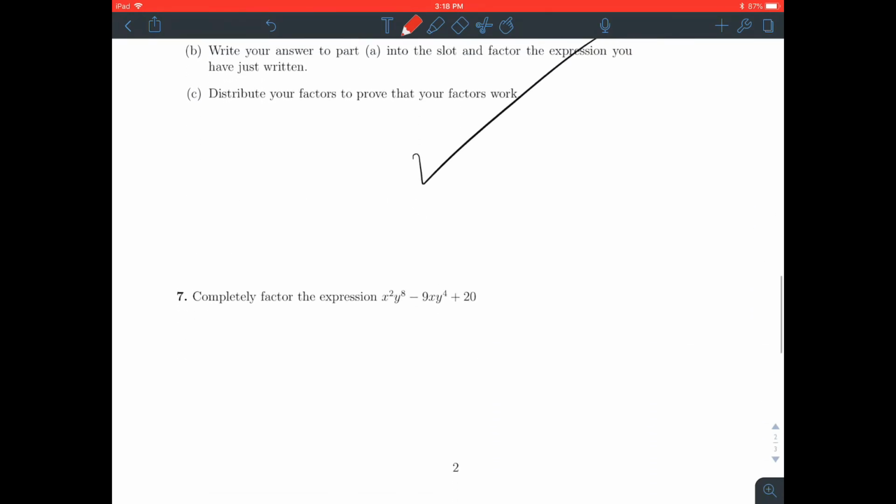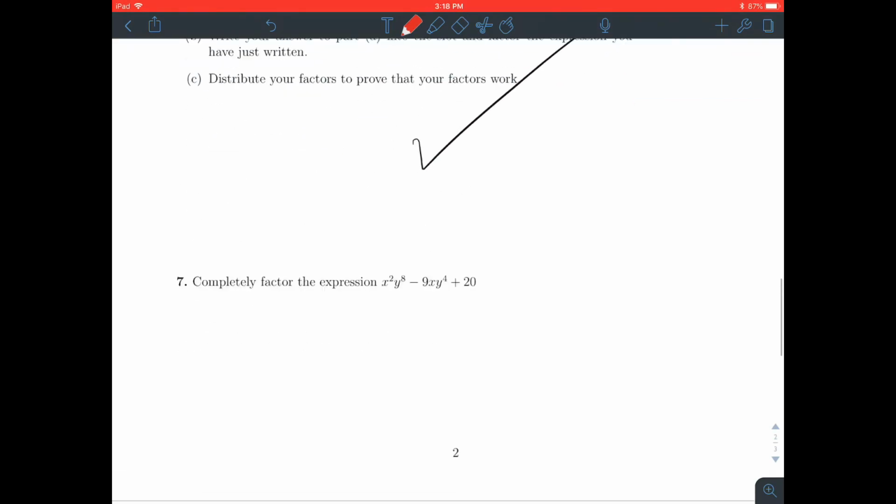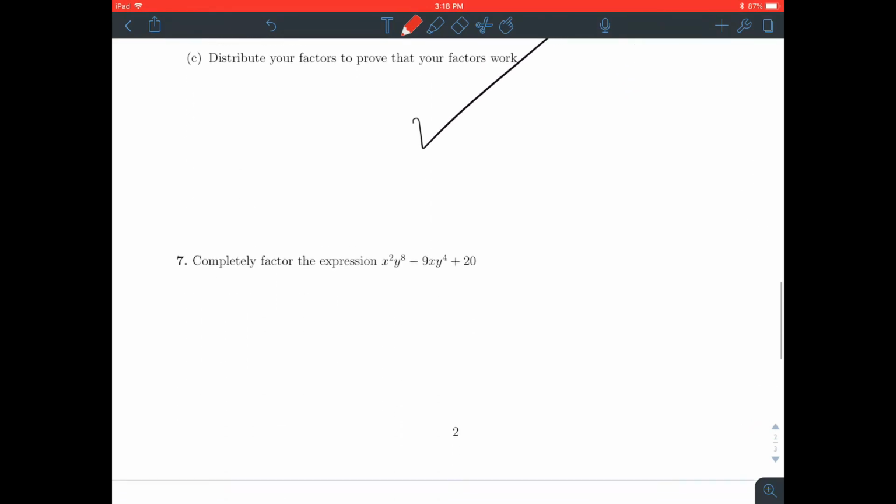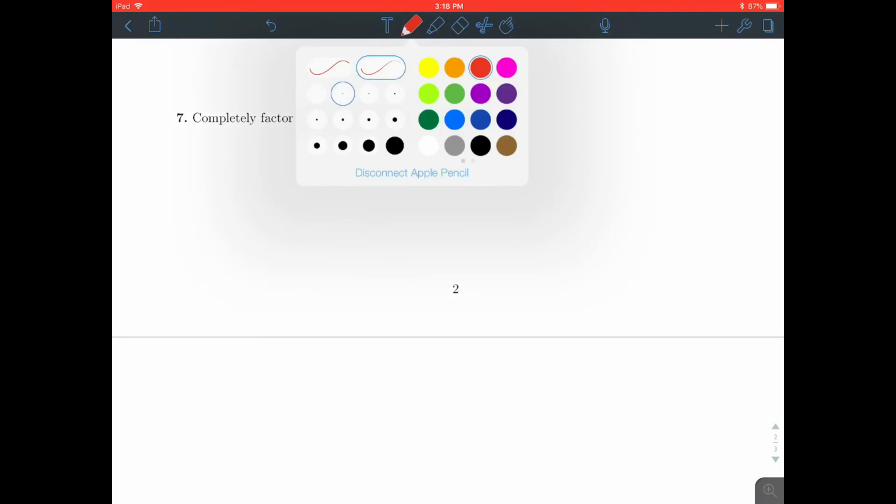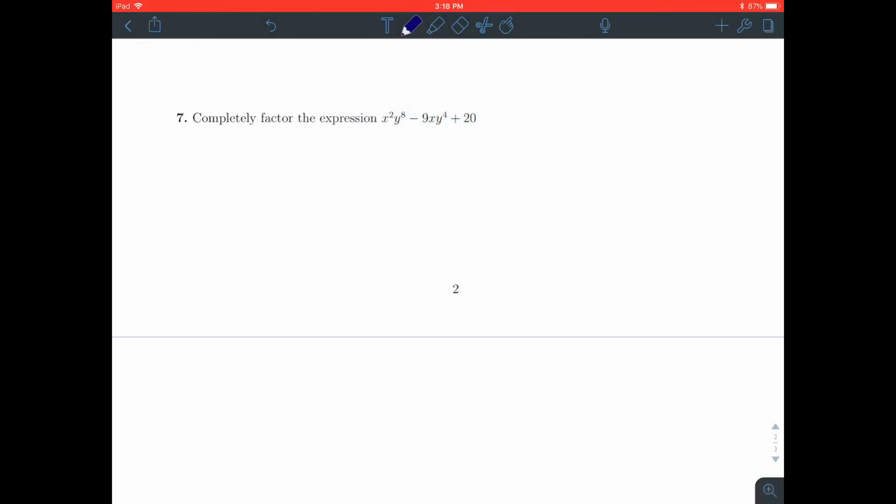All right, finally, problem 7 is a pretty crazy challenge. But if you really understood problems 5 and 6, problem 7 is very similar. So maybe this is a GCF problem.